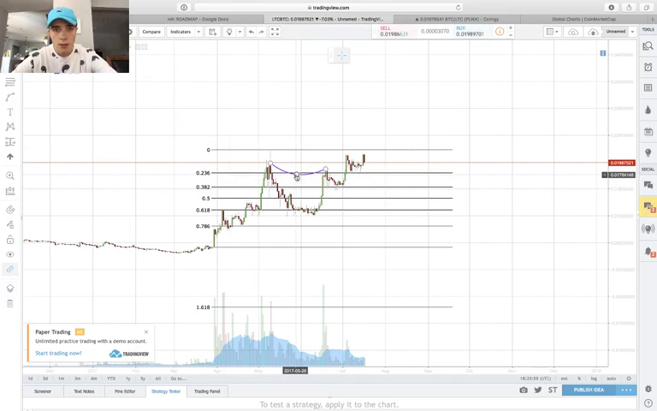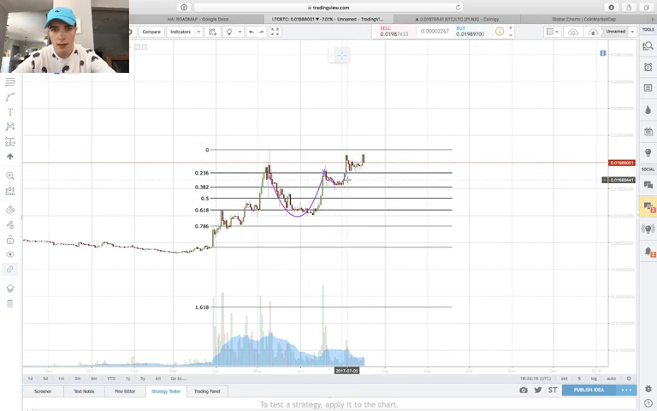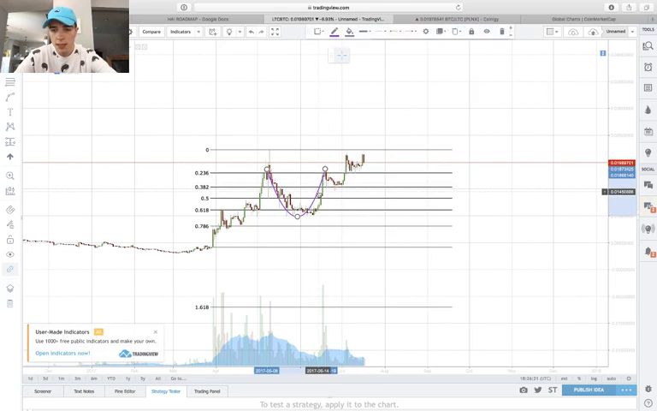Now, as we can see, we have this cup-looking shape, this bowl, and then we have the handle formation right here. So I can just draw that right here. That's a bullish signal. It's called a cup and handle formation. You can see it kind of looks like a cup and a handle for like tea or coffee or whatever. So that's actually a bullish signal.